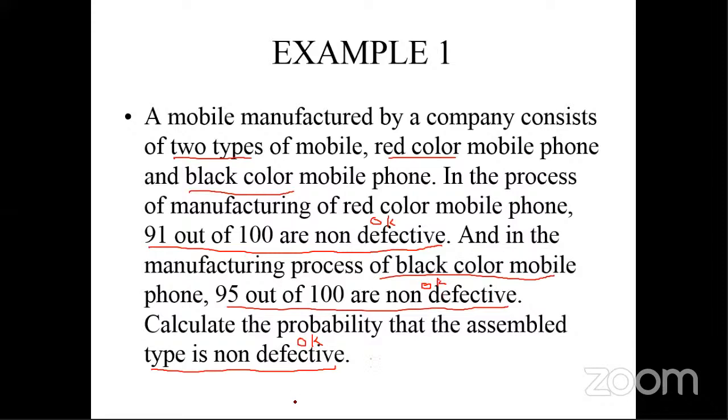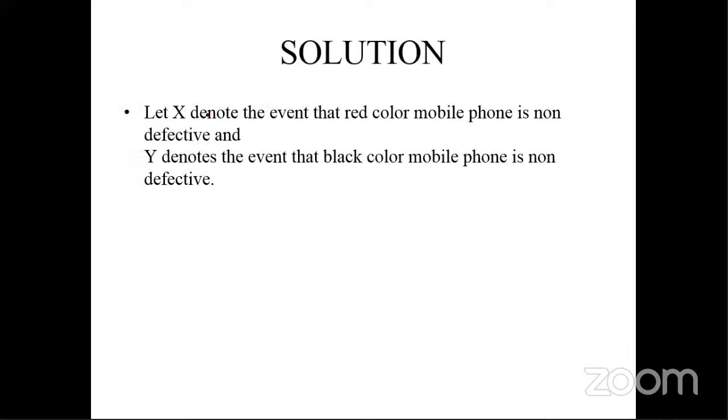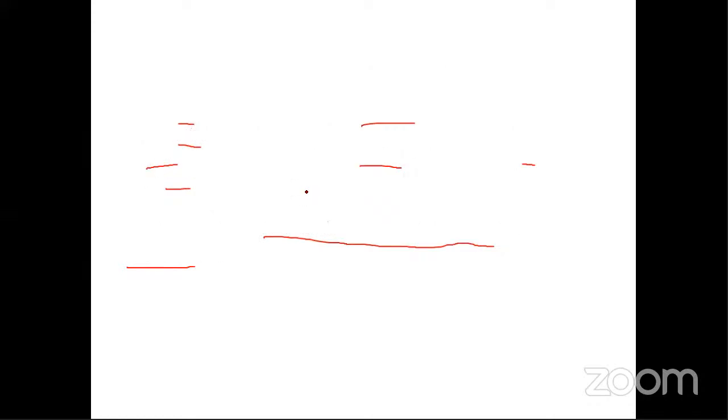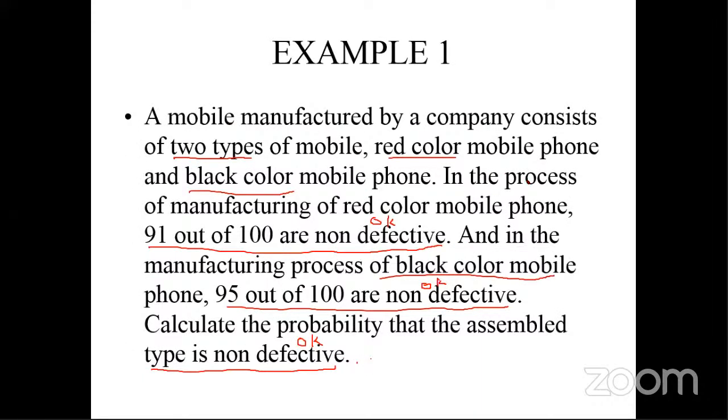So we have red phones. Let's take X for the red phones that are non-defective, and Y for the black phones that are non-defective. Members, when you are working out, please make sure you set some letter or note for a certain event so that you can easily explain it. So the probability of a non-defective red mobile phone, we said, is 91%, which is 91 out of 100. Look at our question here: 91% in the manufacturing process of the red color mobile phones are non-defective.